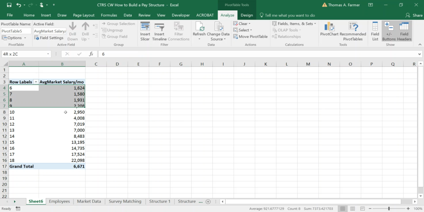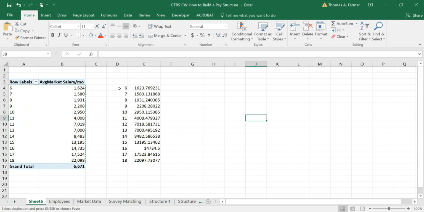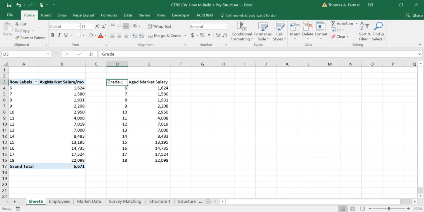All right, to build a structure based on that, I want to create a few formulas, but I don't want those formulas to refer to the pivot table because the underlying formulas are a bit complex. So I'm going to copy and paste those numbers as values so they're free from any underlying formulas that would complicate things. Okay, let me just clean this up a bit, label it, aged market salary. Okay, this will be the basis for the midpoints.